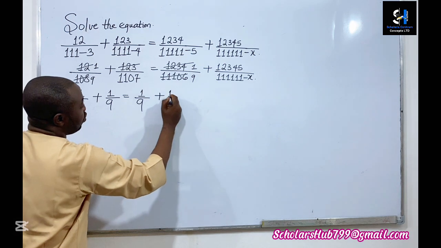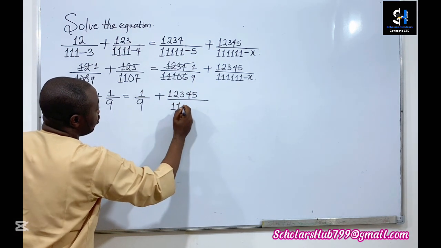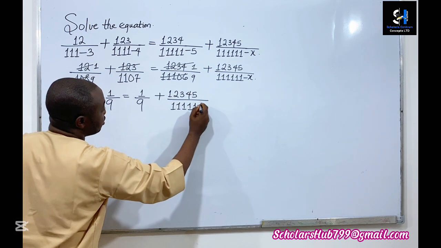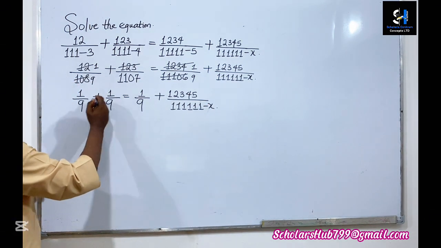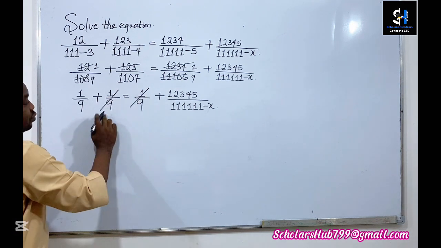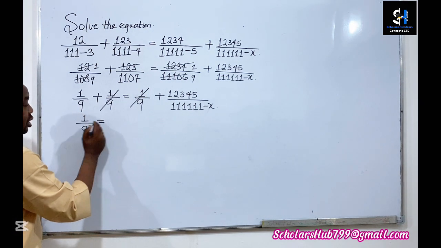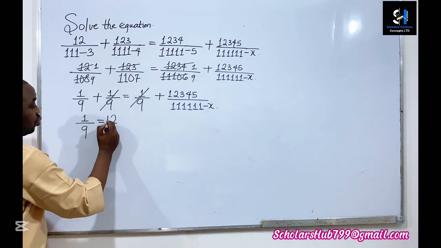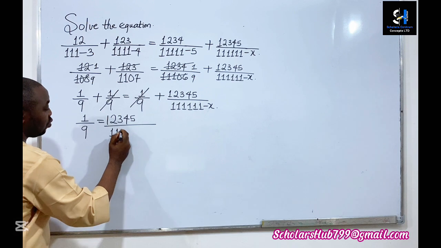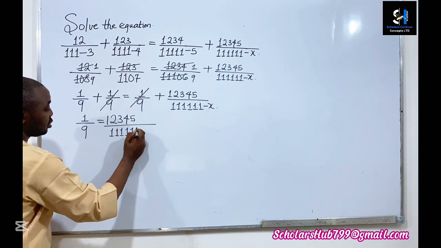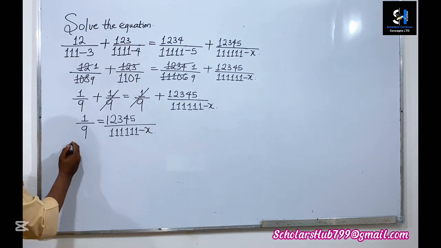Then plus 12345 divided by 11111 minus x. So we know that 1 over 9 minus 1 over 9 will be 0. So we then have 1 over 9 on the left hand side equals 12345 divided by 11111 minus x. So now we can cross multiply.